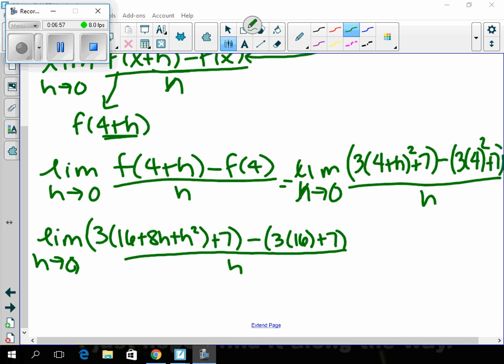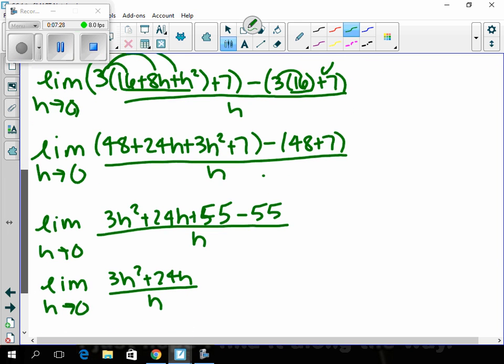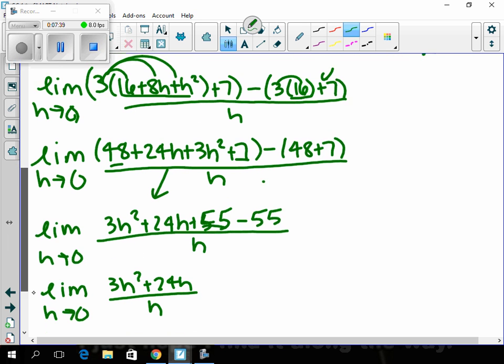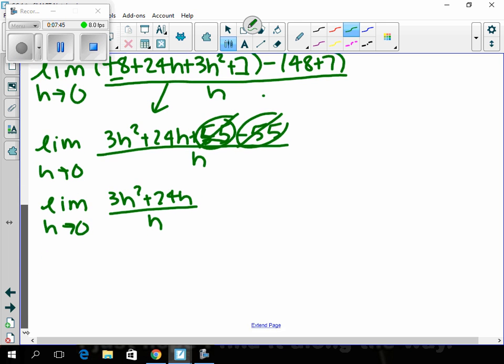Now I want to expand this middle term, 4 plus h squared. That turns into 16 plus 8h plus h squared. All I did from this step to this step was take 4 squared and get 16. Now when I simplify, I took 3 and distributed it to 16, 8h, and h squared to get 48 plus 24h plus 3h squared plus 7. I multiplied 3 times 16 to get 48. Over here, I combined my like terms, so I took 48 plus 7 to get 55, and then I rearranged the order a little bit. Then I noticed that the 55 and negative 55 canceled each other out. So all I'm left with is 3h squared plus 24h.